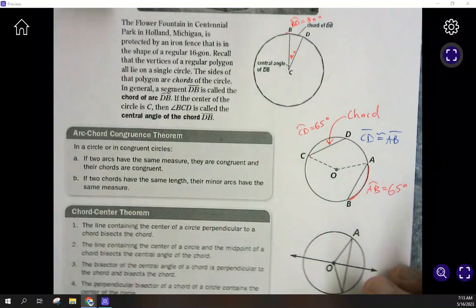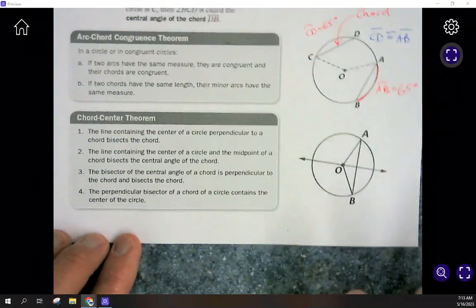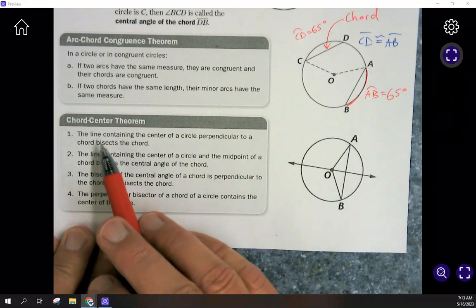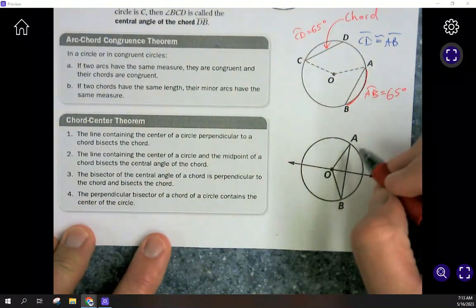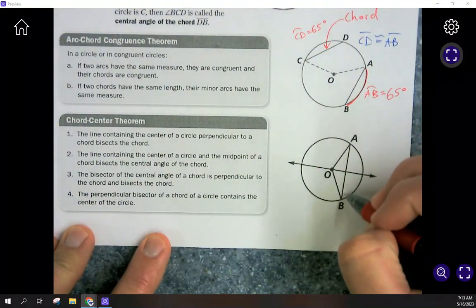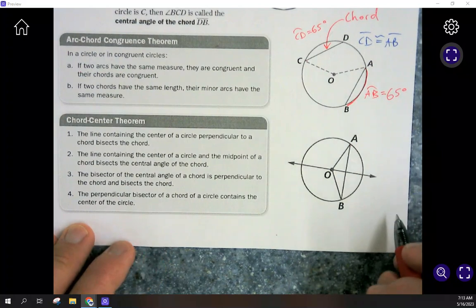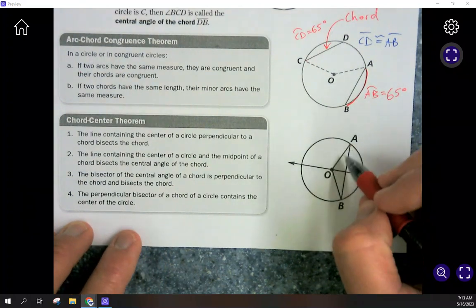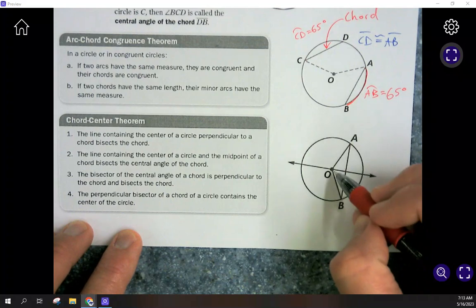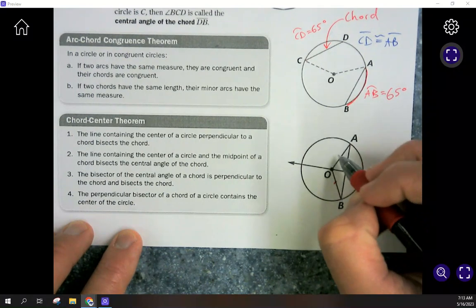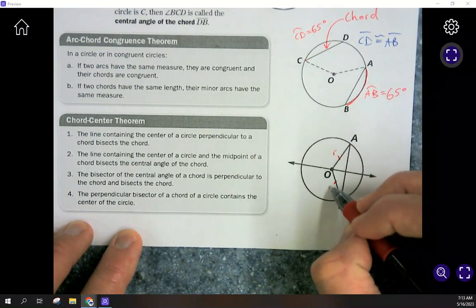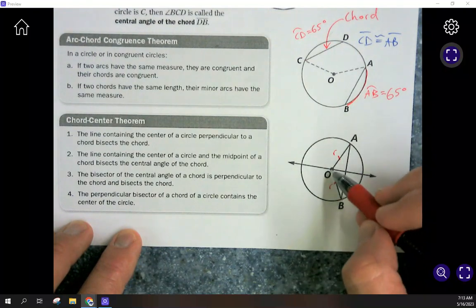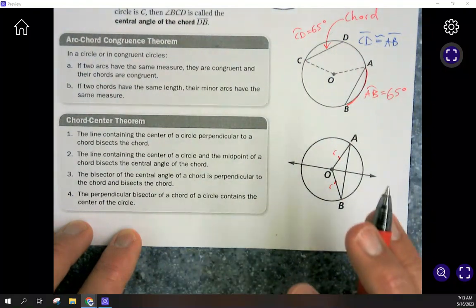All right, so that's what we know about the arcs based on the chords. Here's the more important theorem. So like I talked about, if you have this chord AB, it goes from one point on the circle to another point on the circle. If I go from the center to A and the center to B, that is the radius, and so it's going to be equal. So it creates this isosceles triangle that we know a lot about.